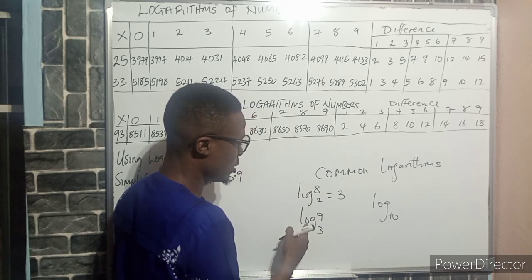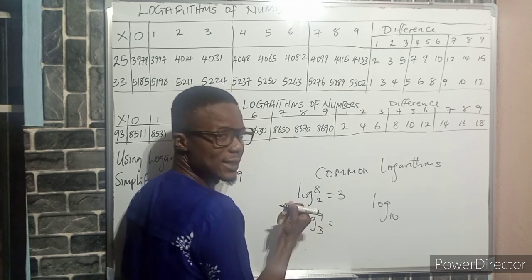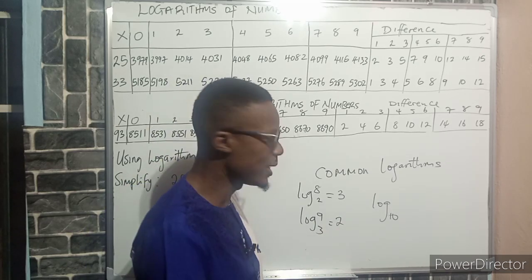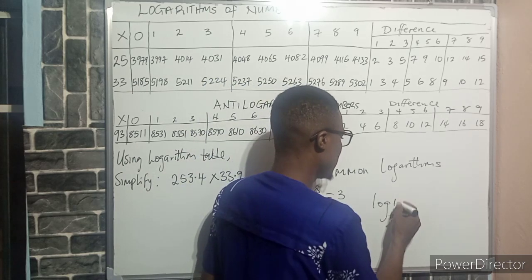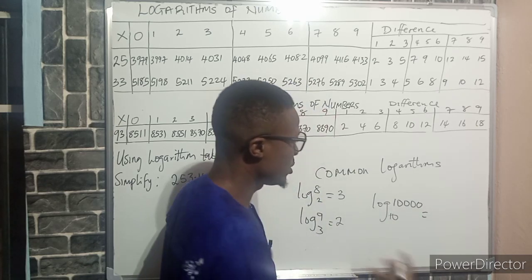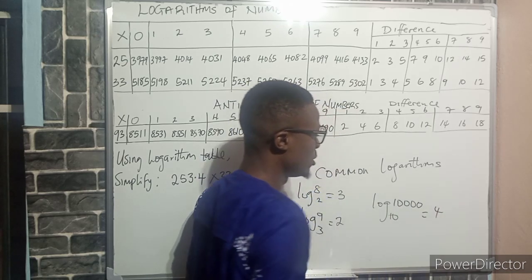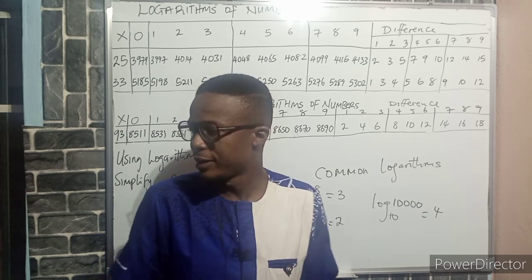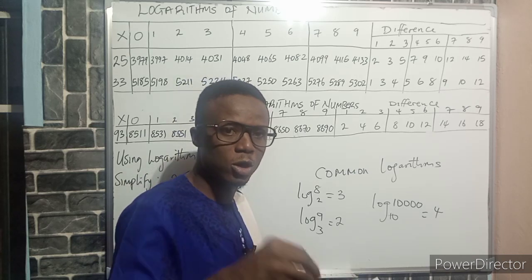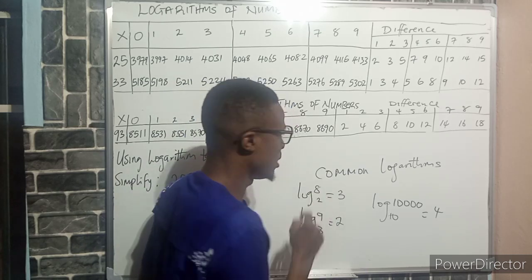Now if I talk about logarithm of 9 to base 3, it means the number of times I'm going to raise the base 3 to get 9. This is just 2 times, because 3 power 2 is just 3 times 3, which gives us 9. Now, let's say logarithm of 10,000 to base 10. This implies the number of times I'm going to raise 10 to get 10,000. And of course, it is 4, because 10 power 4 implies 10 times 10 times 10 times 10, which eventually gives us 10,000, and that is logarithm for you. So the logarithm of a number to any base is the number of times the base will be raised to a power to get the number itself.